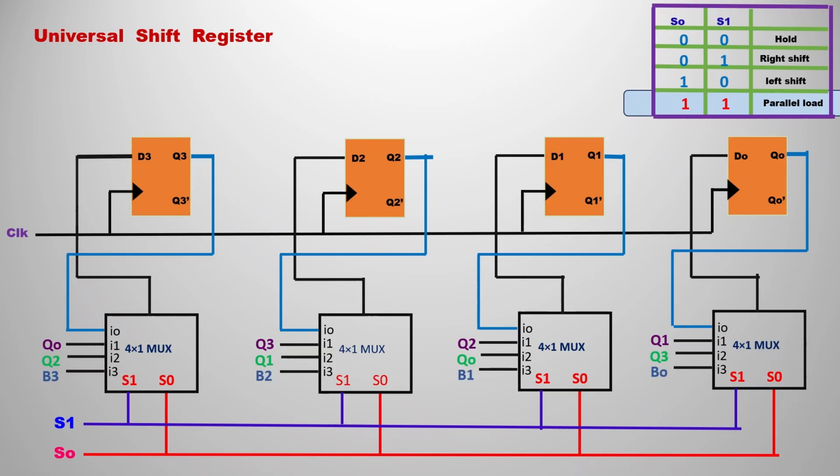And finally, if you want to load parallel data from external data, you pass both S1 S0 as 1 1, which means you select the line I3. In all the 4x1 multiplexers you pass the required inputs to the selected flip-flops. For the parallel load you can pass B3, B2, B1, B0 according to your wish. So this will load the parallel data into the flip-flops. This is the full overview of the universal shift register: according to your requirement you select the select lines and use this universal shift register.